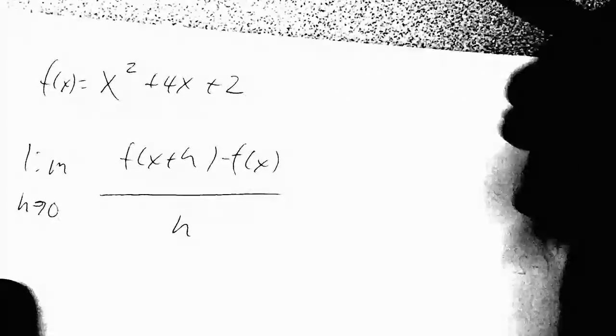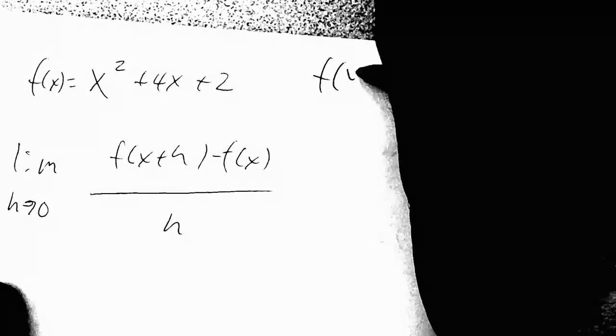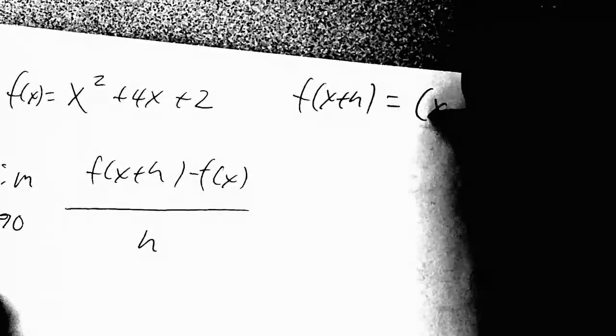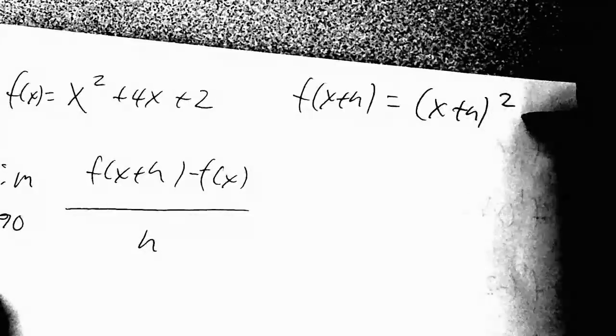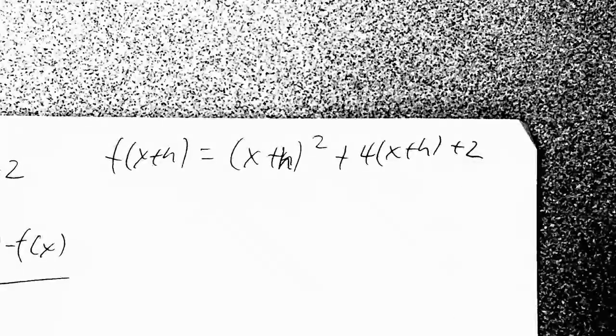Remember, to do this, you have to identify both your terms. I know already that f of x is x squared plus 4x plus 2, so that's good. But f of x plus h is going to be us plugging in x plus h for all the x terms. So it's going to be x plus h squared plus 4 times x plus h plus 2.